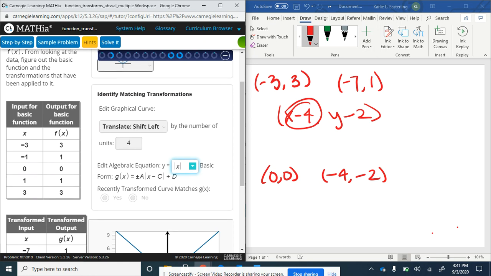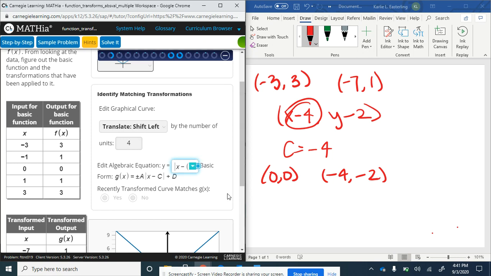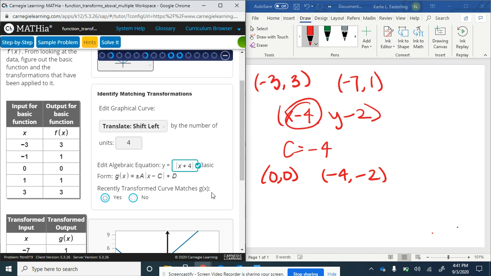So remember, we had that -c inside, and our literal c value here is -4. So inside, and make sure you're inside, and if you're struggling with getting inside the absolute value bars or in front of them, use your little arrow keys on your keyboard, which I bet you we could put -4. Let's see if it takes that. It does. And it even changes it to that +4 for us.